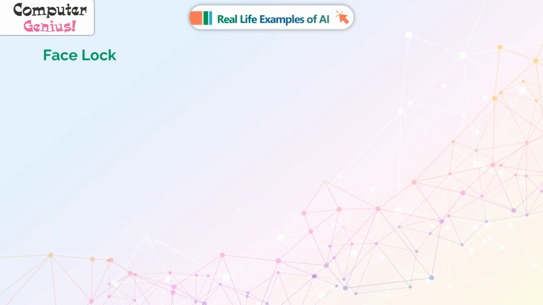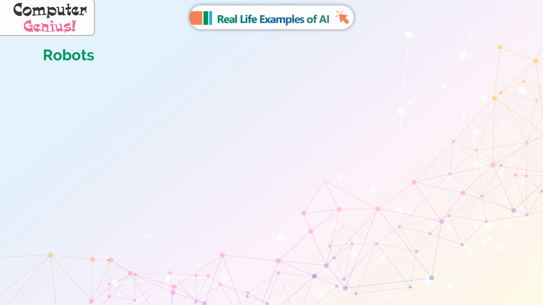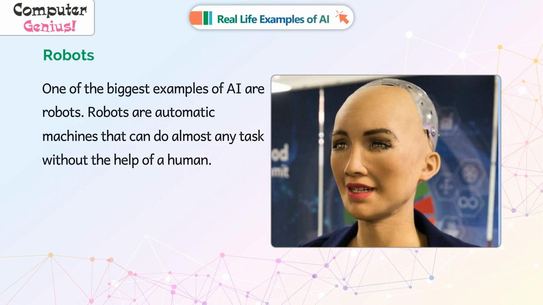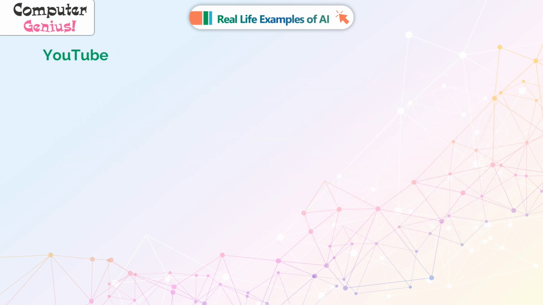Face Lock. The Face Lock feature in the smartphone is an example of AI. Robots. One of the biggest examples of AI are robots. Robots are automatic machines that can do almost any task without the help of a human.